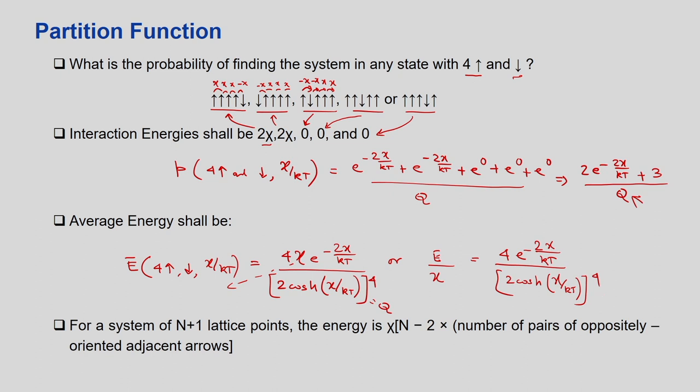In general, when we are trying to find the interaction energy between all the arrows, an expression has been developed. For a system of n plus 1 lattice points, the energy will be this times n minus 2 times the number of pairs of oppositely oriented adjacent arrows minus similarly oriented adjacent arrows. So opposite arrows minus similar arrows, multiplied by 2, and then you subtract n. That will be the total interaction energy for n plus 1 lattice points. This is the way you get the expression for a system of n plus 1 lattice points.